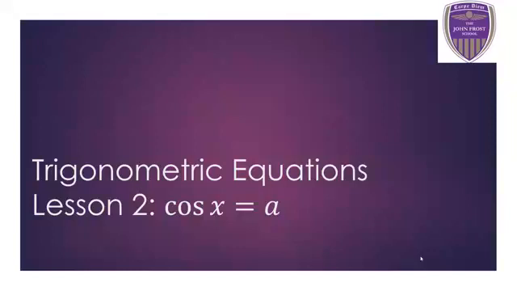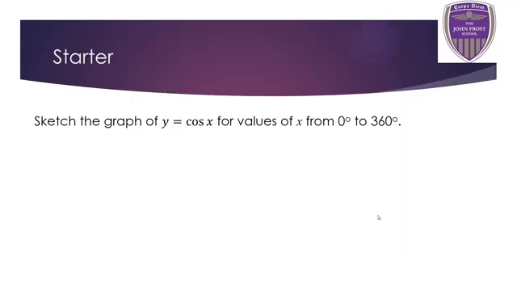This is the second lesson now on trigonometric equations. This time we're looking at cos x equals 0. First of all, sketch the graph of y equals cos x with the values of x from 0 to 360. The only difference between this one and lesson 1 on this topic is we're now doing cos x. So everything that you did last lesson, but using cos instead of sine, please. Press pause, have a go, and press play when you're ready.